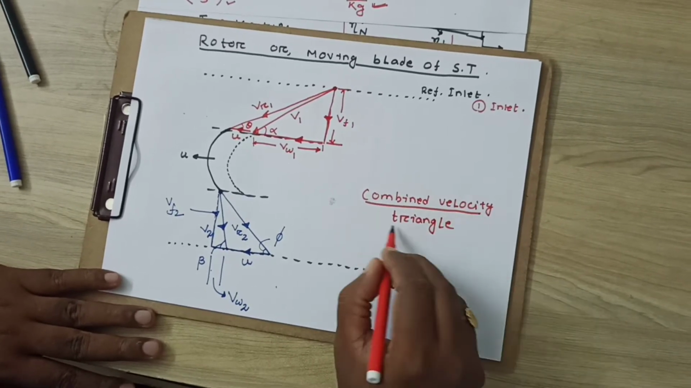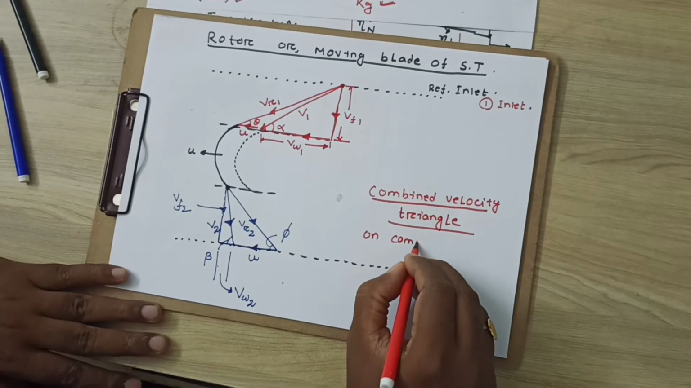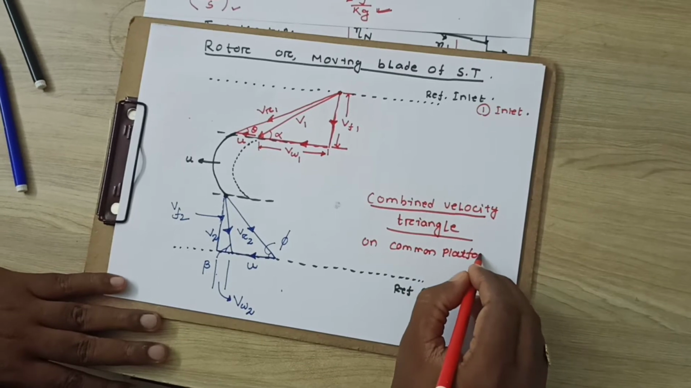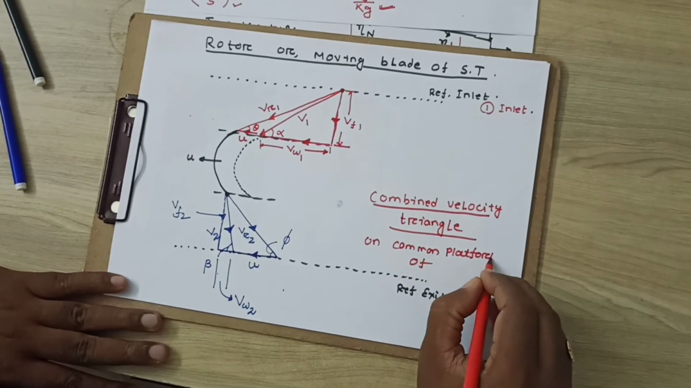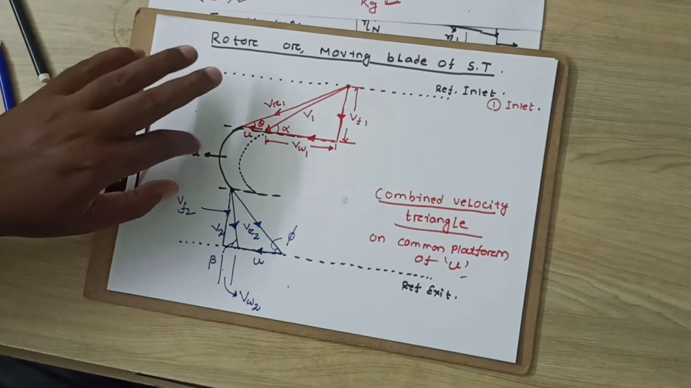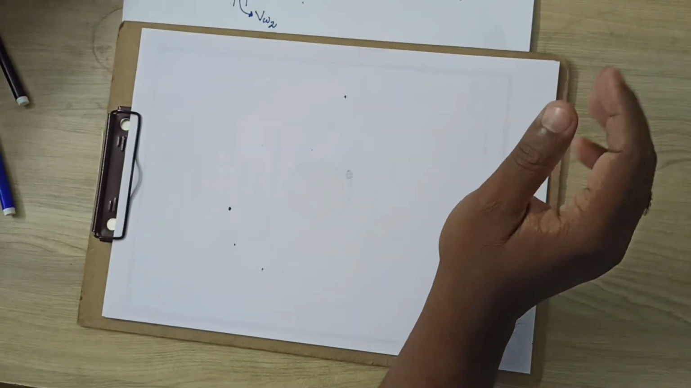How to make this combined velocity triangle? On a common platform of peripheral velocity u. That I will develop from this diagram. You see how I am developing. This is the trick you must have to remember.